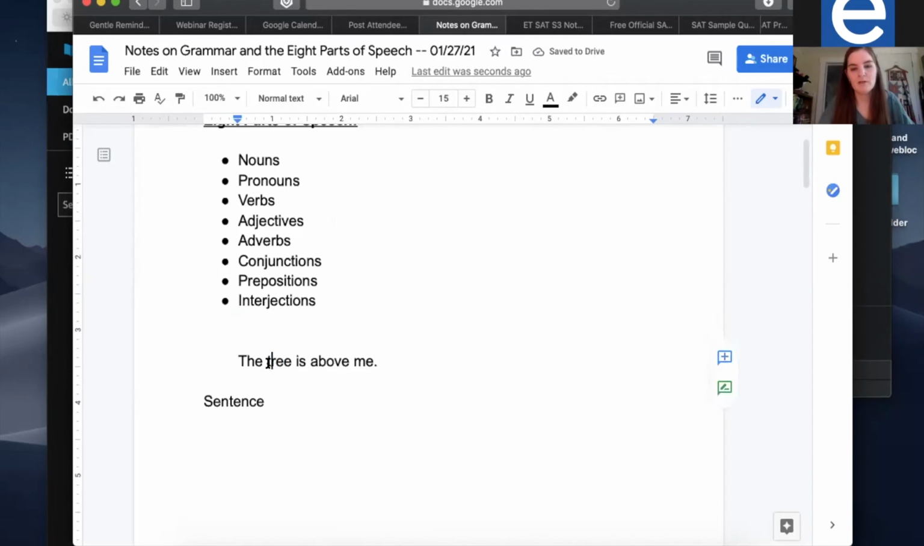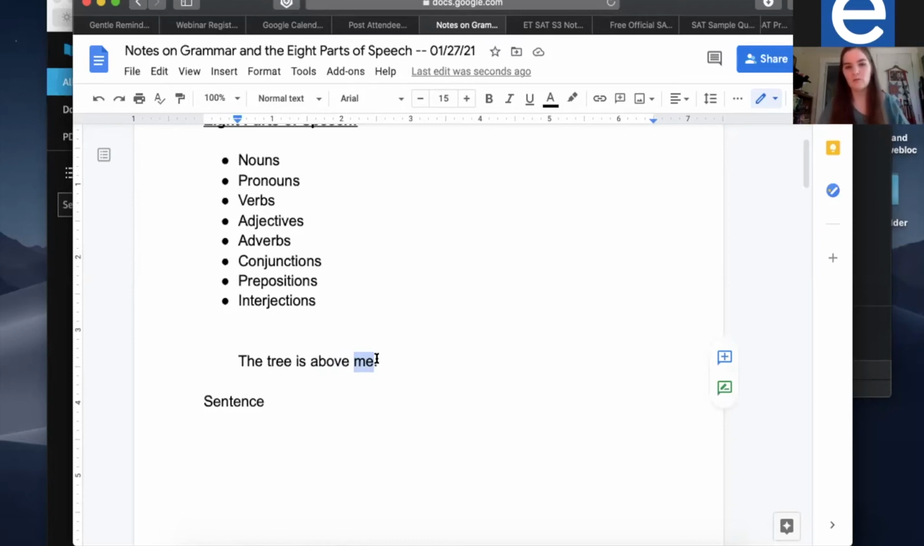So the tree is our subject. So it's telling me who or what the sentence is about. Is our verb. Above is the preposition. Me is an objective pronoun. So it's telling me where, it's connecting the word me to the rest of the sentence. Okay, so it's telling me in relationship to the verb in this case, but it doesn't always have to be in relationship to the verb. It can be in relation to another word in the sentence or another phrase in the sentence to connect ideas, okay?